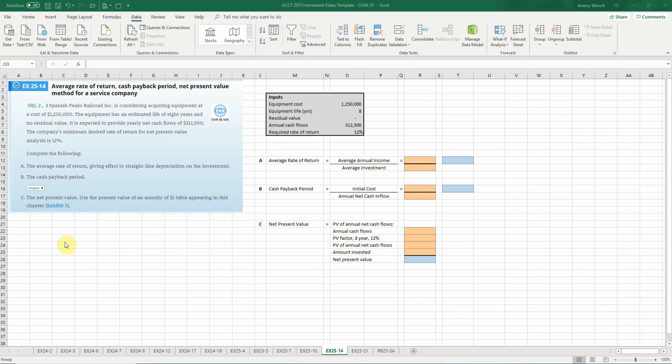and it's expected to provide yearly net cash flows of $312,500. They have a desired rate of return on their investment of 12%. All right, so the first one wants us to do the average rate of return assuming straight line depreciation.